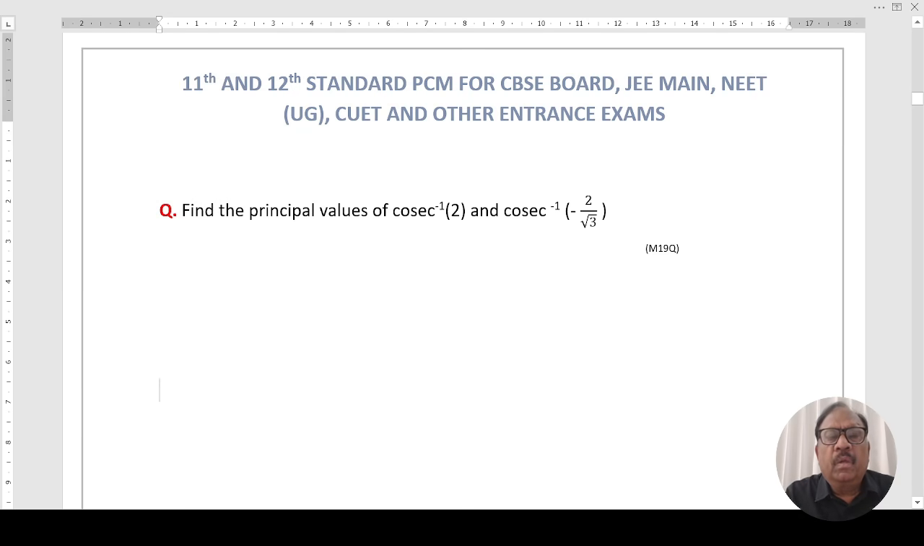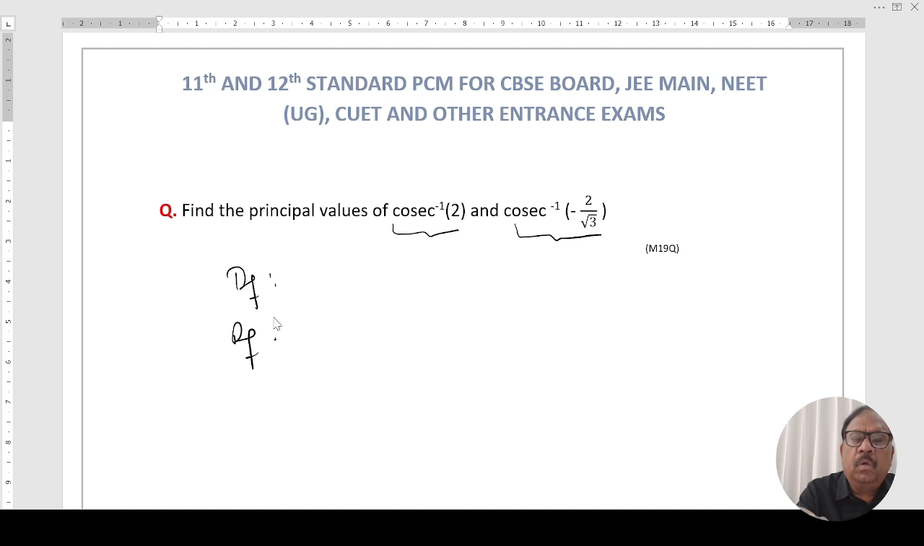Now let's start with the question. The question is: find the principal values of cosec inverse 2 and cosec inverse of -2 by root 3. It is a case of inverse trigonometric functions, so we need the domain and range. The domain of cosec inverse x is mod x greater than or equal to 1.